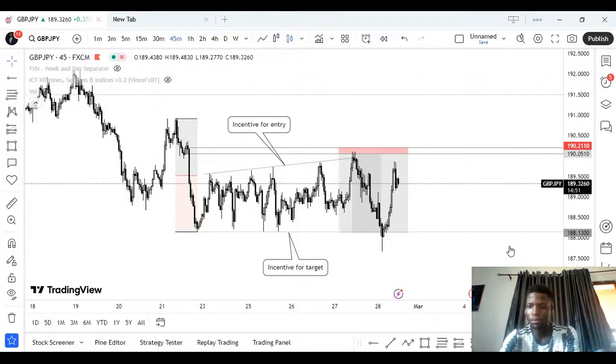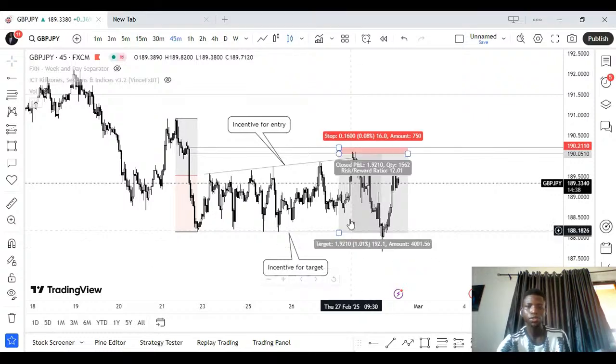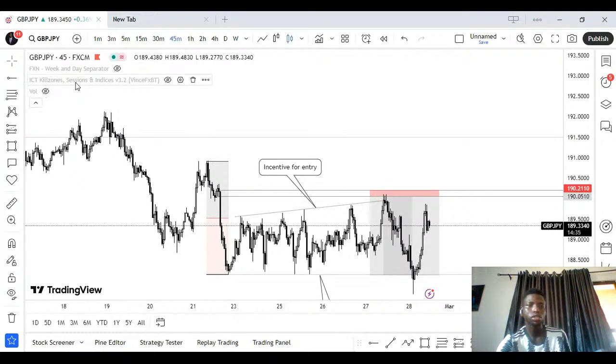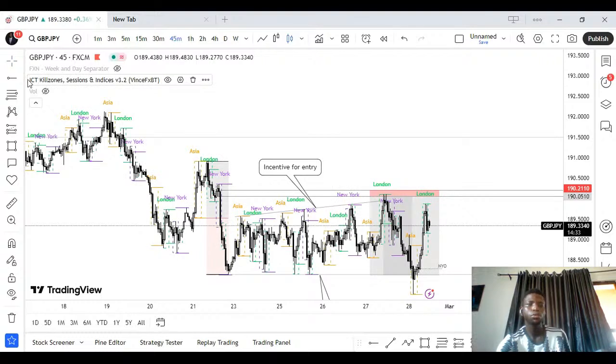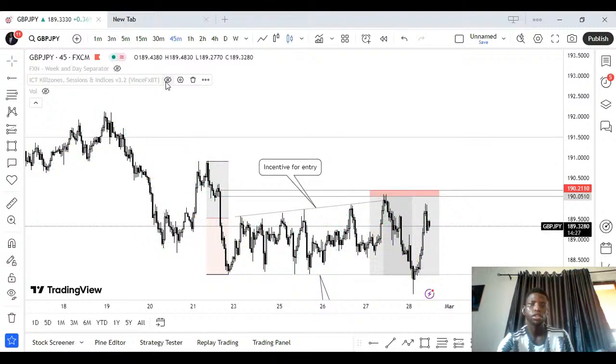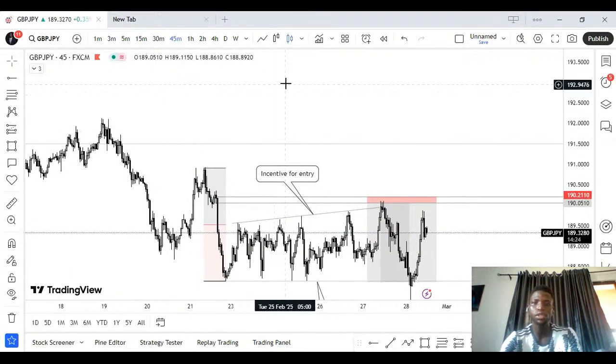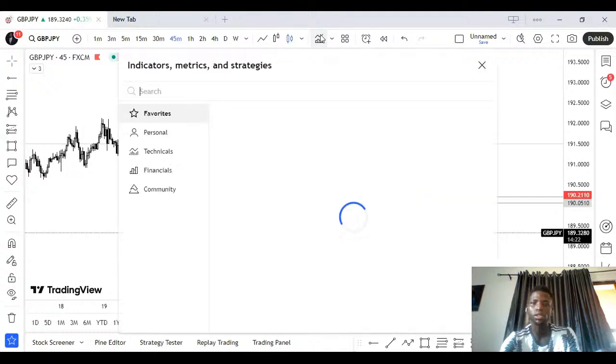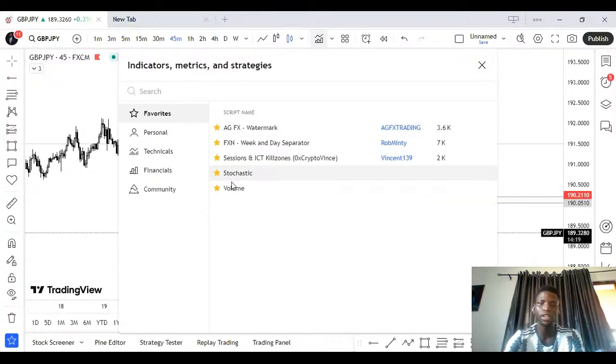What tool did you use in marking out sessions? I mean the London and New York session that I saw on the chart earlier. Okay, so it's a free indicator. Yeah, so it's available for everybody. And this is it. The name of the indicator is ICTQ zones, sessions, and indices. Basically, how you get to the indicator, you come to your indicator tab here, and then you search. For me, I've added it to my favorites, so I can always pick it whenever I need it. But for you, it will not be on the list, so you just look for it.